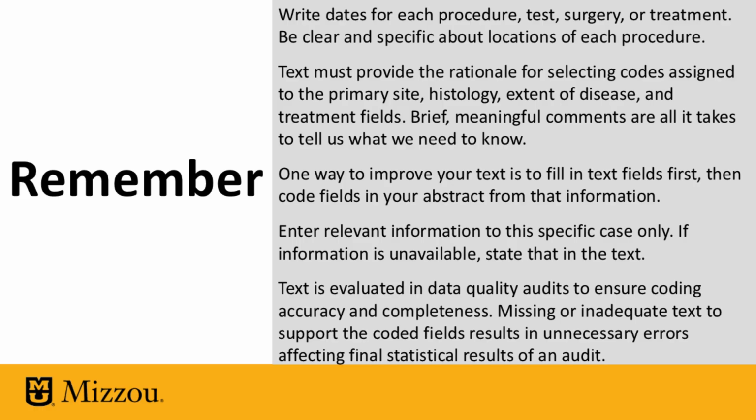One way to improve your text is to fill in the text fields first, then code fields in your abstract from that information. While it may feel awkward at first, it will show you how important accurate text fields are to MCR. Enter relevant information to this specific case only. If information is unavailable, state that in the text.